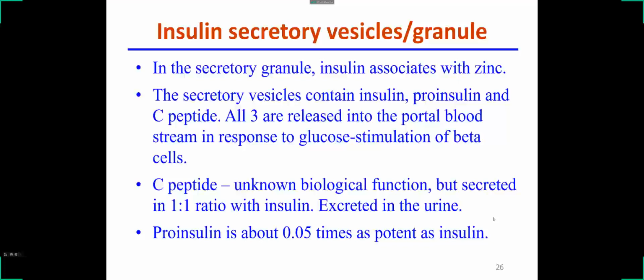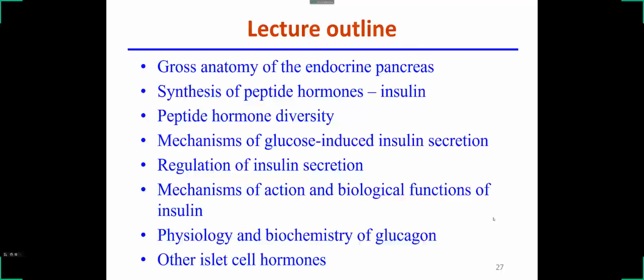Now, remember the T3 and T4 hormones that came out of the thyroid. And remember, you had processing between the two, and there was very different activity at the receptor. Well, the same thing is true for insulin. So proinsulin is 0.05 times as potent as insulin, so less than 5% as potent as insulin at the insulin receptor. So processing of insulin is essential for getting an appropriate response and activity in response to glucose.